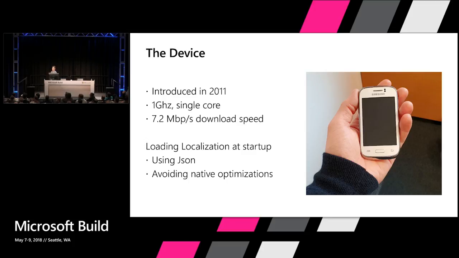So let's talk about that. I was asked to not put a brand. Ooh, well, there's a brand there. Anyways, this is an old device. It was introduced in 2011. It's a Samsung Young. It's a 1 GHz CPU. It's not a 64-bit 1 gigahertz CPU. It doesn't have a lot of cache. It's not even a very fast device. Look at the download speed on that thing.